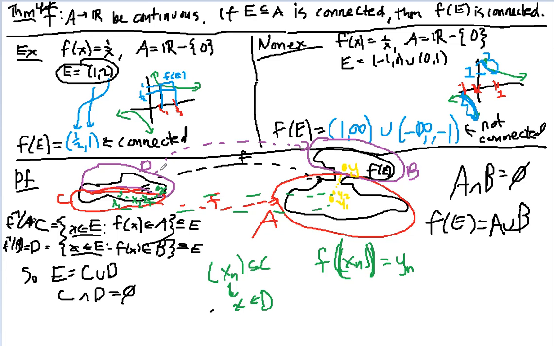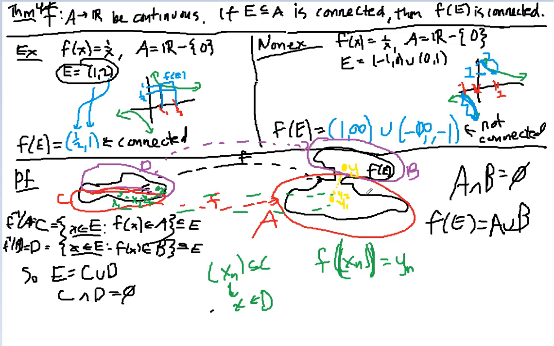So since I know that E is connected, that's part of my hypothesis, I know that there's a sequence, barely legible, but I've got this green sequence of dots, x1, x2, x3, that is all inside, say, C, the red circle, but it converges to something in D, the purple circle. So that's why I said over here, x_n belongs to C, but it converges to x, which is in D. That's what's going to give me this yellow sequence over here that I need, right?